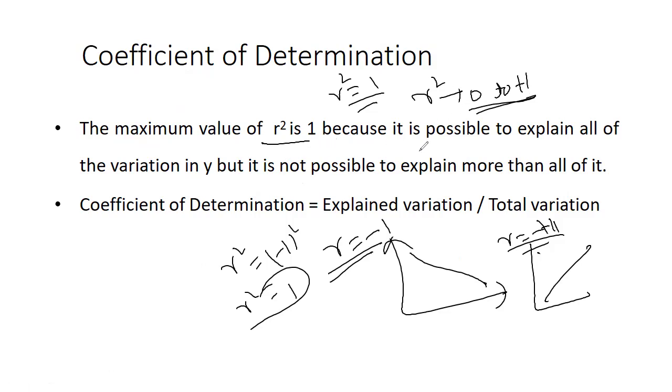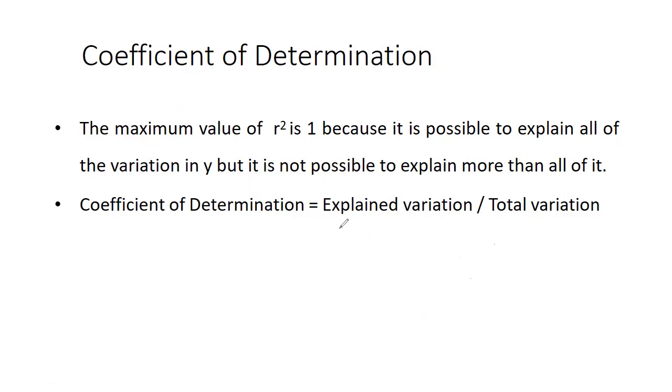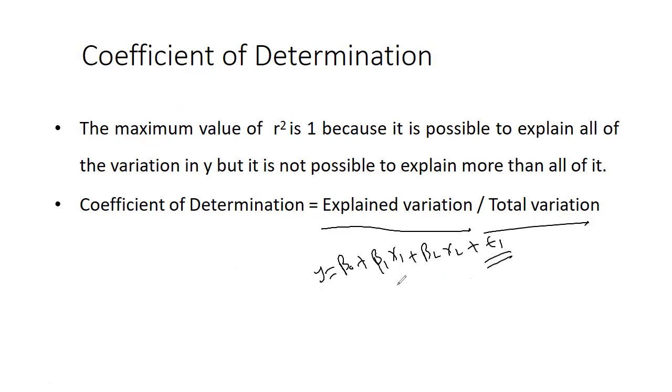So R square is 1 because it is possible to explain all of the variance in Y, but it is not possible to explain more than all of it. So the coefficient of determination basically explains variation and total variation. For example, in a multiple regression equation, when you take two variables, this is your unexplained part.